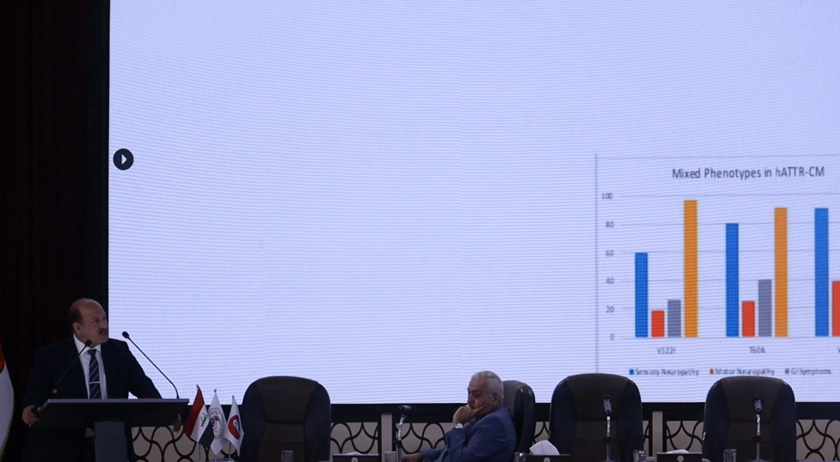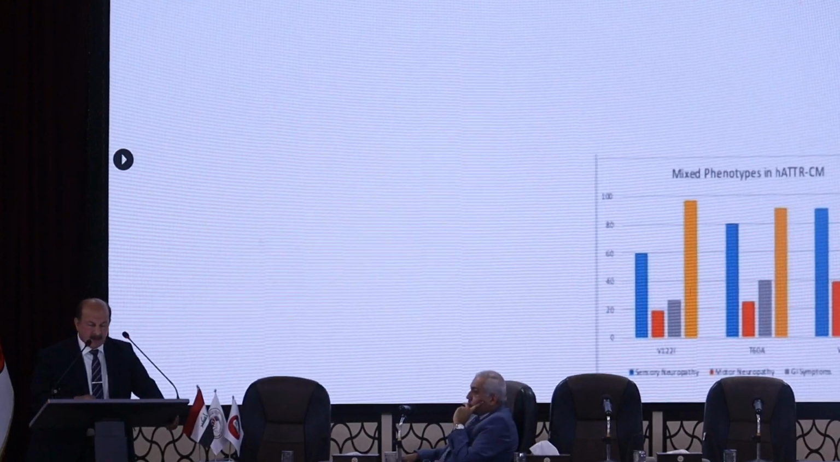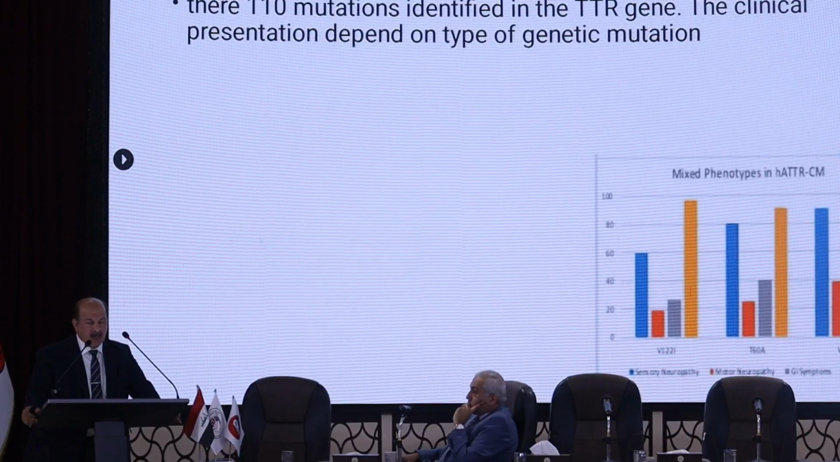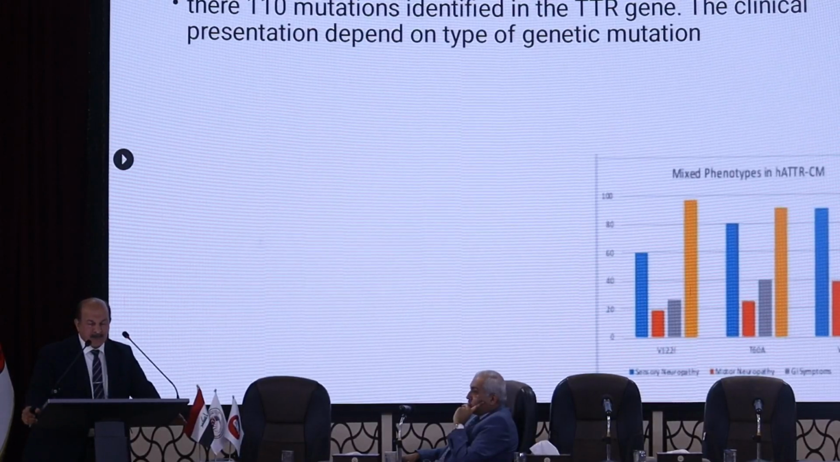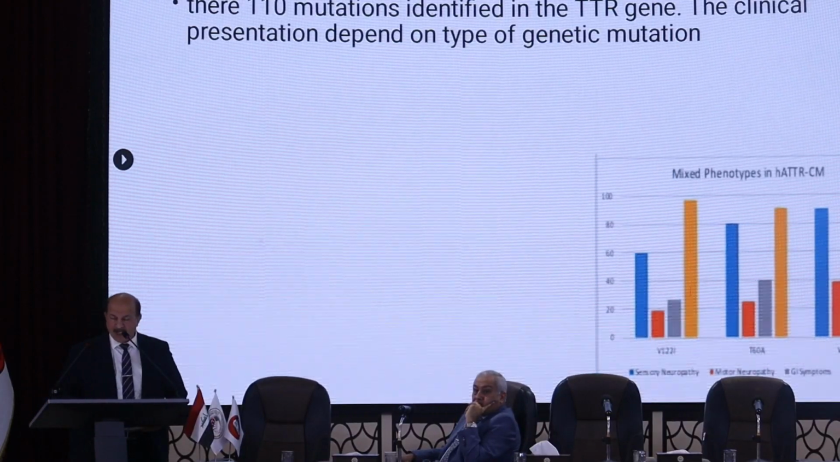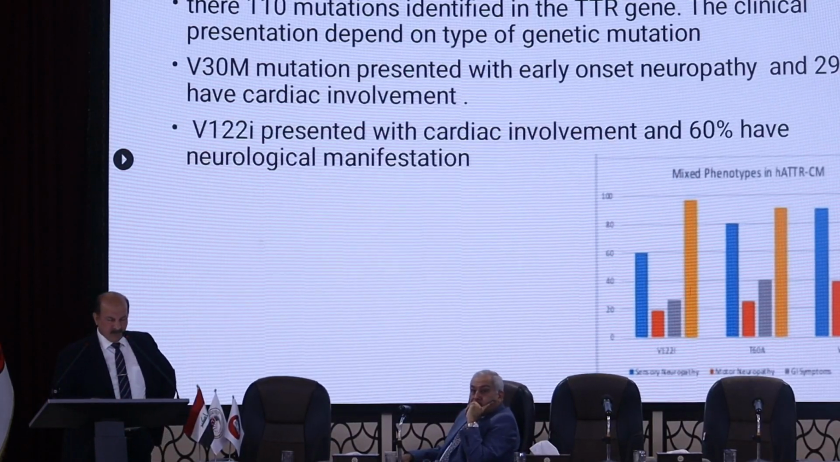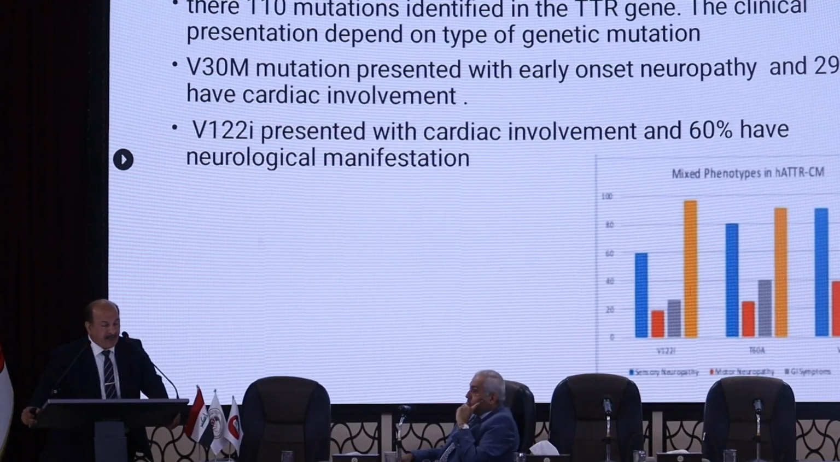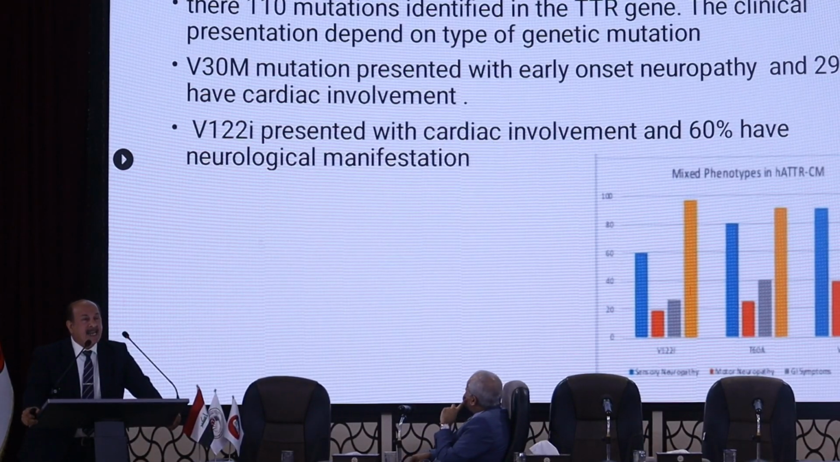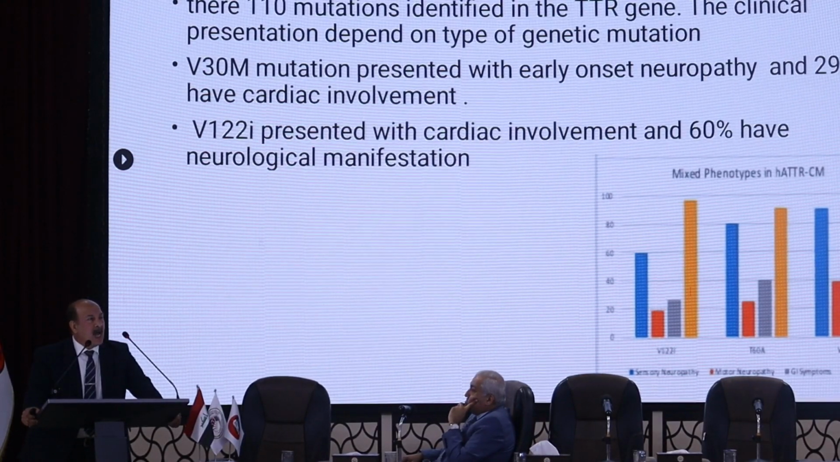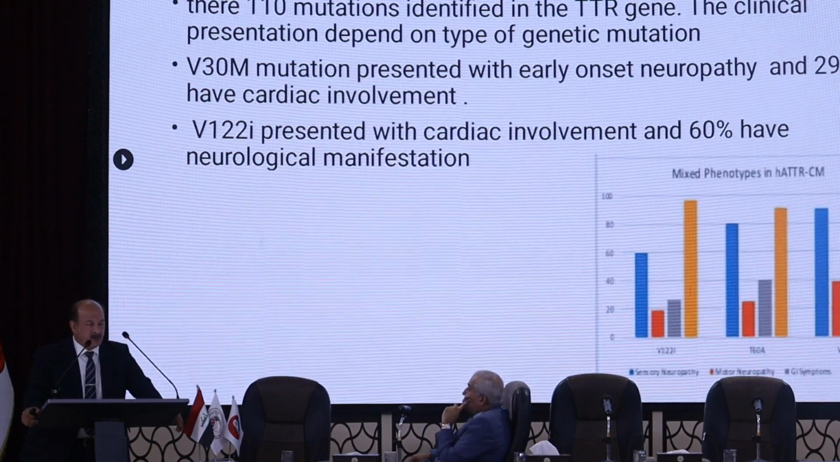Regarding the genetic mutation type, there are more than 110 mutations in the gene that's responsible for transthyretin, resulting in different clinical features depending on the type of genetic mutation. For example, patients with the V30M mutation present with early onset of neuropathy. The patient goes to the neurologist as a neuropathy. Nobody thinks about amyloidosis, and only later do they think he has amyloidosis.